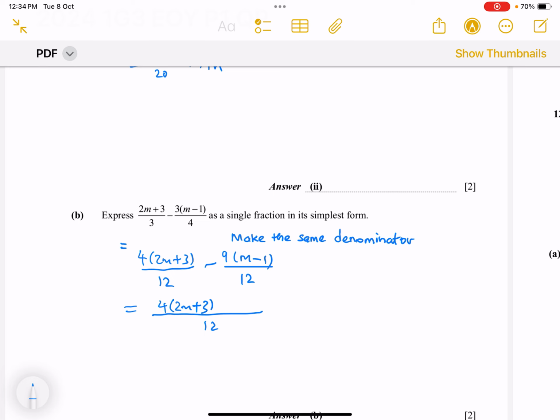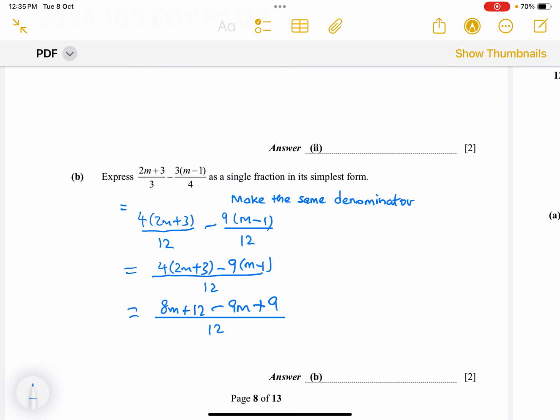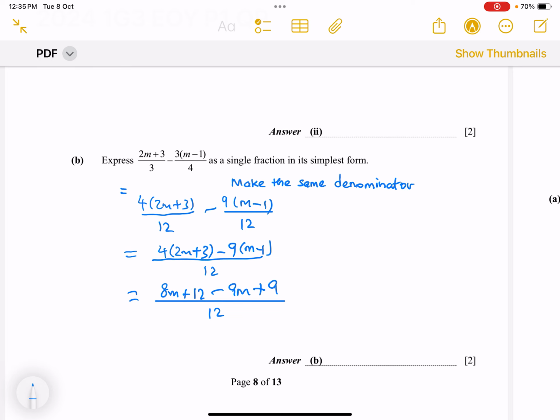Keep the brackets on, because that will remind you to change sign. So 4 multiplied in, we have 8m plus 12 minus 9m plus 9. Okay, so simplifying it, we will have 21 minus m over 12.